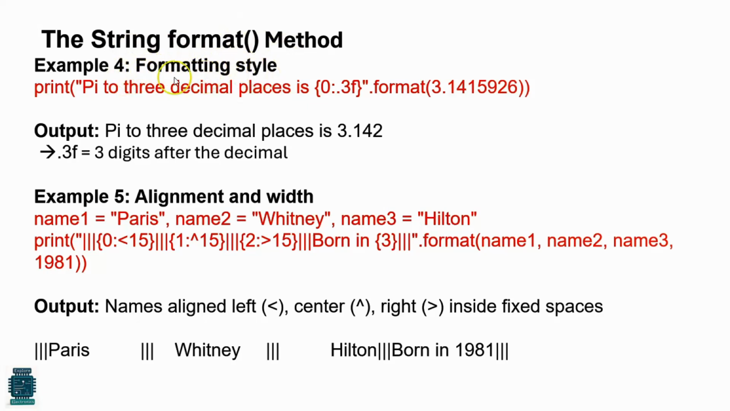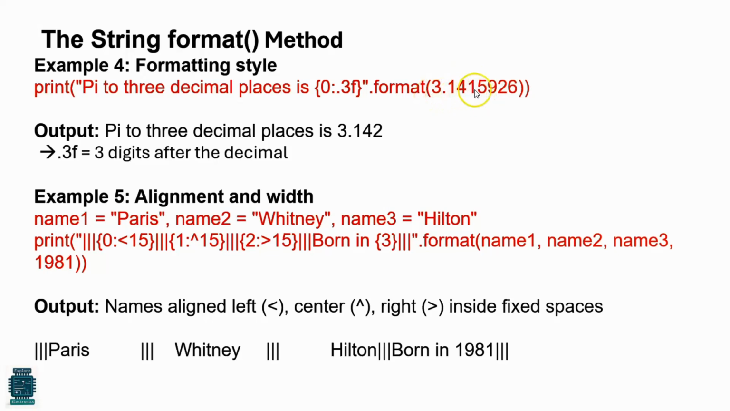This is a formatting style. Print pi to 3 decimal places is {0:.3f}. Here we are using dot 3f to get 3 digits after the decimal. Here you can see in the format, 3.1415926. Here we will get 3.142, because after 1 we have 5. That 5 rounds up, it will add 1 to the digit. You know in maths, that's why I will get 2 here.